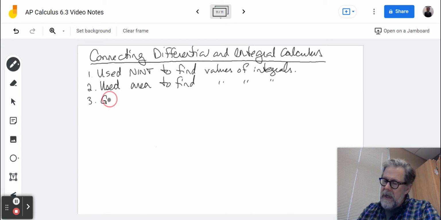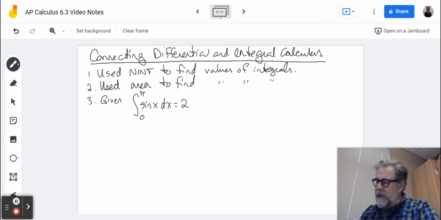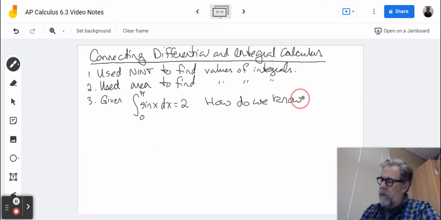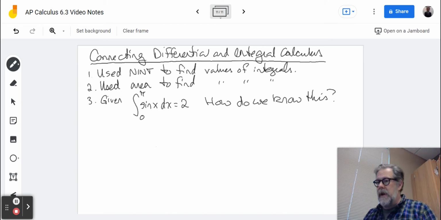We've also had some given values. For example, we were given that the integral from 0 to pi of sine of x dx was equal to 2. Well, the question is, how do we know this? Now, we could make the argument that we know it because we shoved it into our calculator and it said 2, but how do we know that 2 is correct? And how do we know that that's accurate given that the calculator is just doing an approximation? It's doing a rectangular approximation.